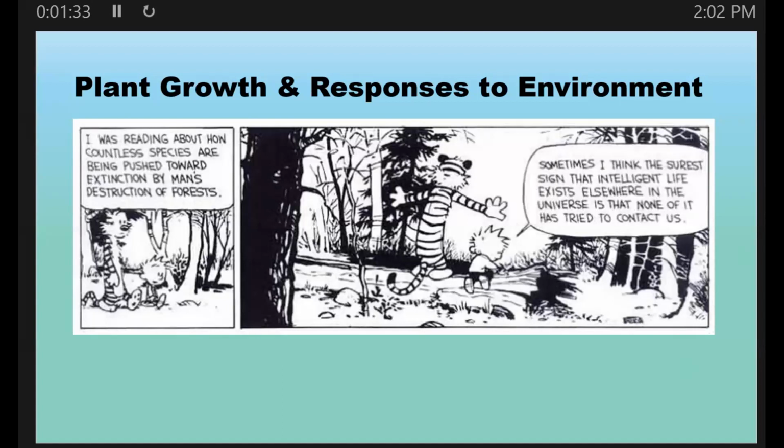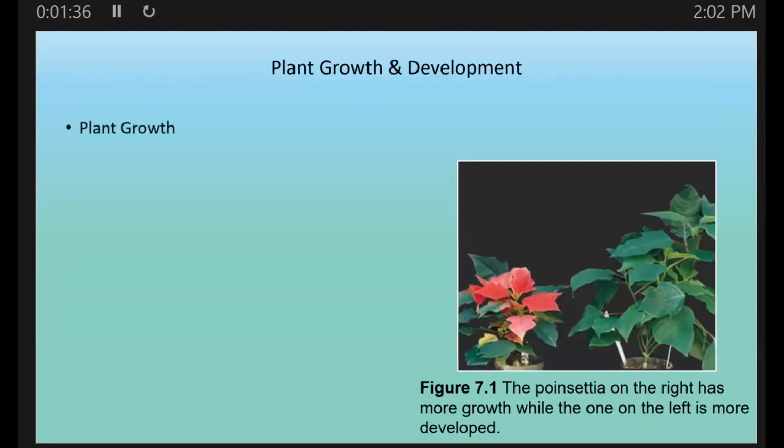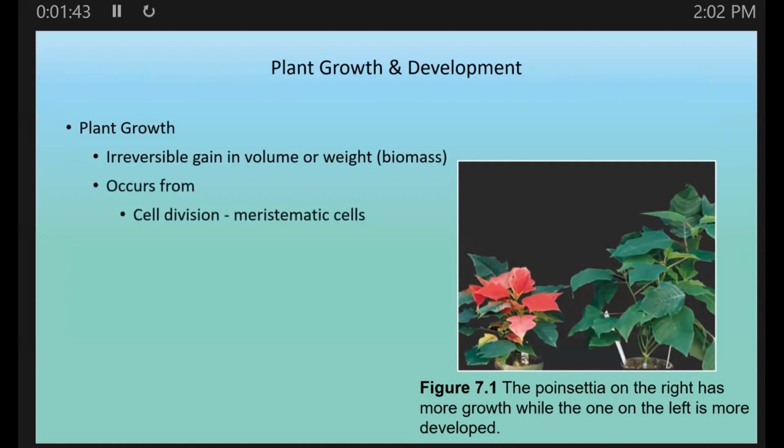And so some very basic terms, just thinking about plant growth, we're thinking about an irreversible gain in volume or weight. And there's really two ways that this can happen. It can be cell division, where you just have more cells getting added to the plant body, but it can also mean cell enlargement. That often gets overlooked. So plant cells do have some ability to shift their size, and they'll eventually get to a mature size. And so cell enlargement is another thing to think about in terms of plant growth.